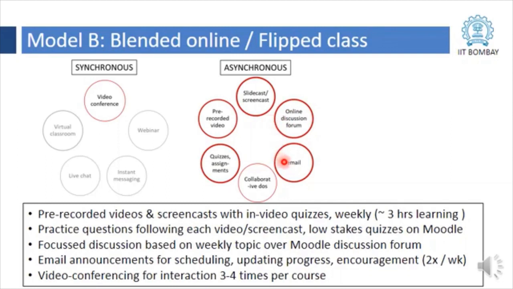Frequent email announcements are sent out for scheduling, for updating progress, for encouraging students, and this is done at a frequency of about 2 times a week or more. The synchronous component of this model consists of a live interaction, usually over some video conferencing tools such as Google Hangout or Facebook Live. This interaction occurs 3 to 4 times per course, which is roughly once a month or once a fortnight.